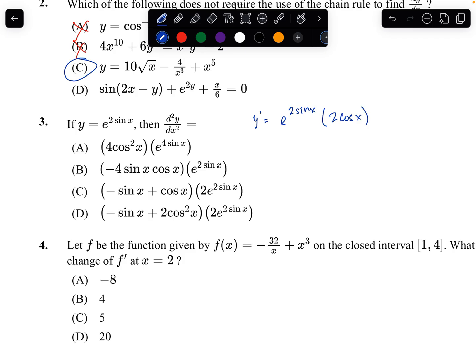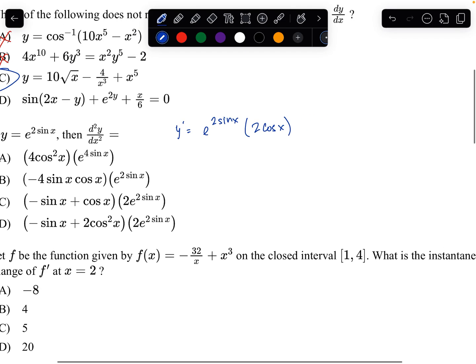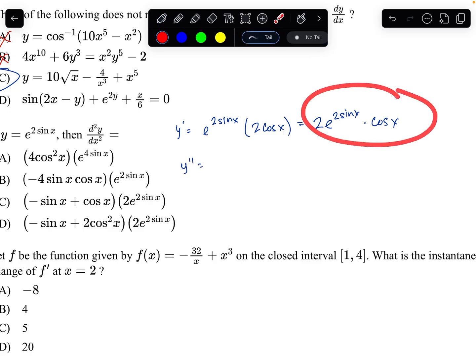So that's the first derivative. I'm just going to simplify. That's the same thing as 2e to the 2 sine of x times cosine of x. So I'm just going to switch up the order of multiplication there. And now to find the second derivative, I'll take the derivative of this right here.